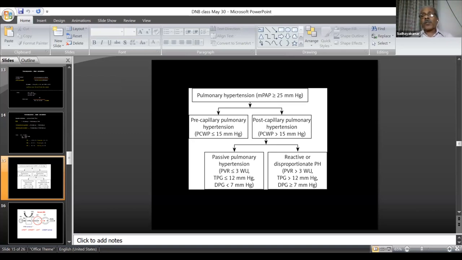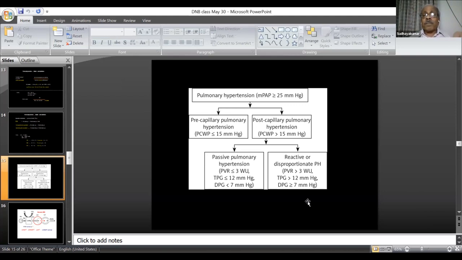Now, is it purely post-capillary passive? You look at the PVR, should be less than 3. The transpulmonary gradient should be less than 12, and diastolic pulmonary gradient should be less than 7. Then you can say it is purely passive pulmonary hypertension. In a patient with mitral stenosis, has the pulmonary vasculature reacted? In that case, the pulmonary vascular resistance will be more than 3 Wood units. The transpulmonary gradient will be more than 12, and the diastolic gradient 7 millimeters or more, indicating that there is a resistance at the pre-capillary level also. So this is a post-capillary with a reactive or disproportionate PH.